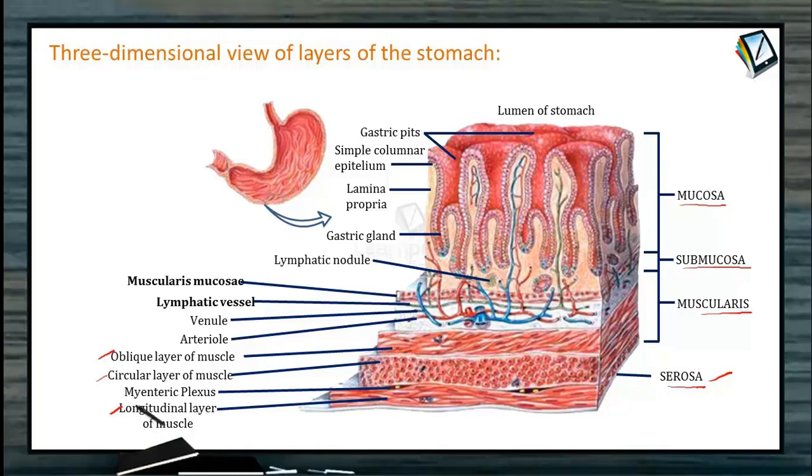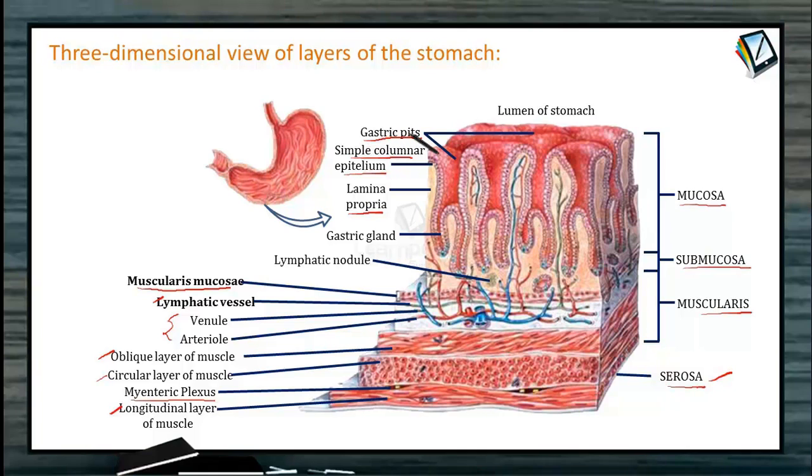Between longitudinal and circular muscles, a myenteric plexus, which is a part of enteric nervous system, is present and it will control the contraction and relaxation of the muscles of muscularis layer. And the muscularis layer is mainly responsible for the peristalsis. The next layer is called submucosa. Submucosa contains the blood vessels, that is arterioles, venules, and also lymphatic vessels. And the mucosa is divided into muscularis mucosa, lamina propria, and simple columnar epithelium. So this columnar epithelium is folded to form gastric pits.